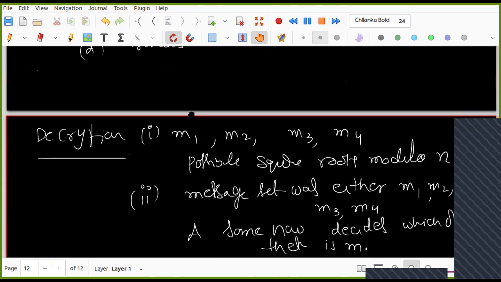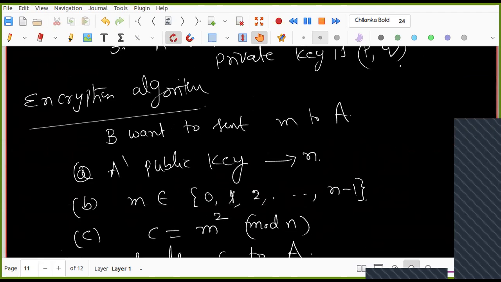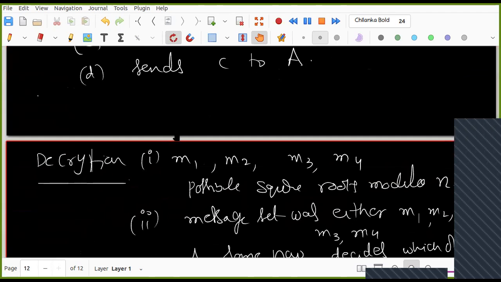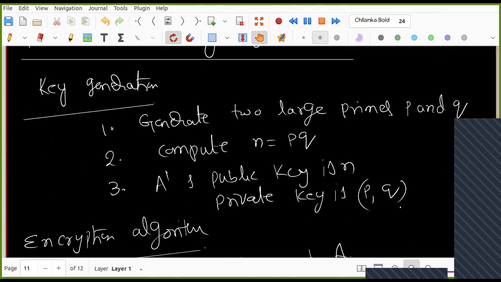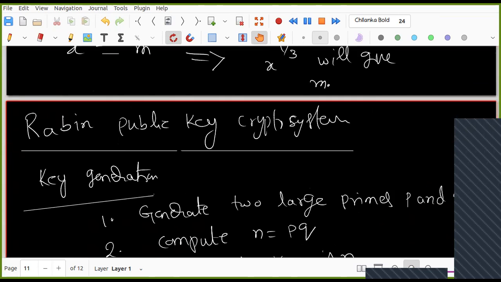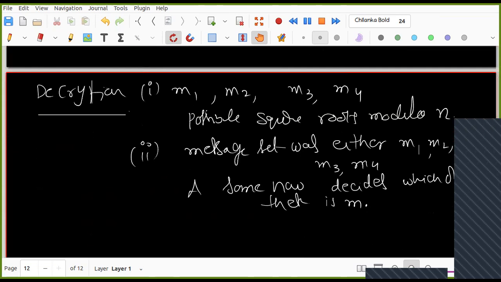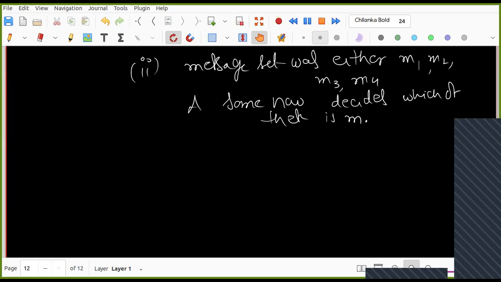I want to tell you how this can be computed, but are key generation and encryption clear? Decryption is clear? The key generation is to take two big primes, the public key is N and the private key is P, Q. Encryption is to take M square and send it. The Rabin public key crypto system is simple, but decryption is a little complicated. So how do we get M1, M2, M3, M4, and how do we choose M from them? These are the two points I need to discuss with you.